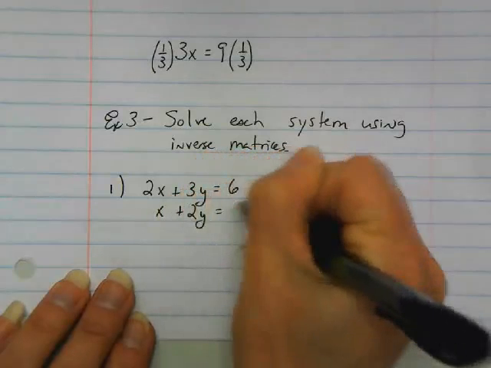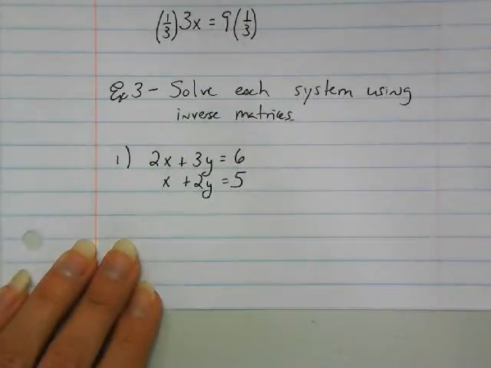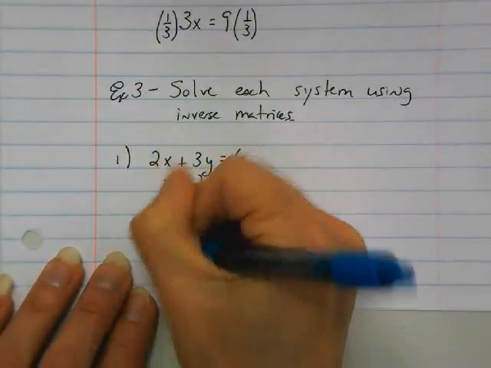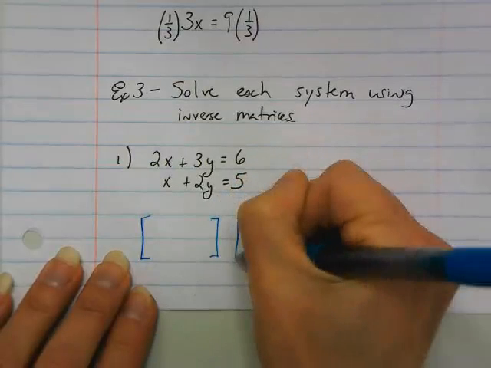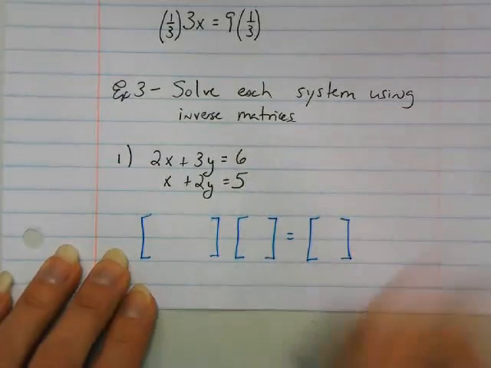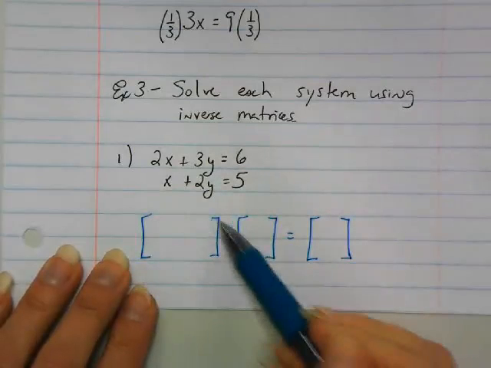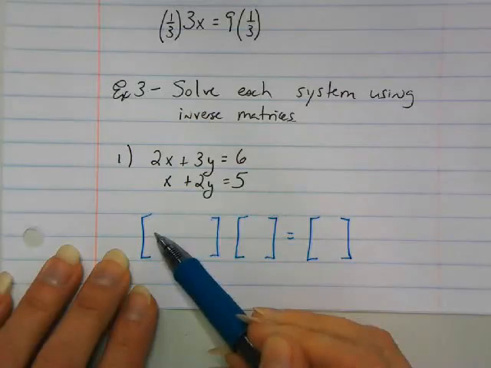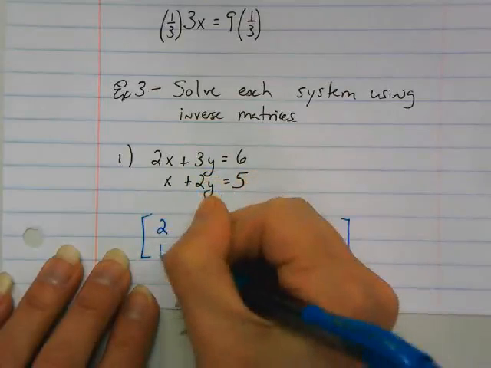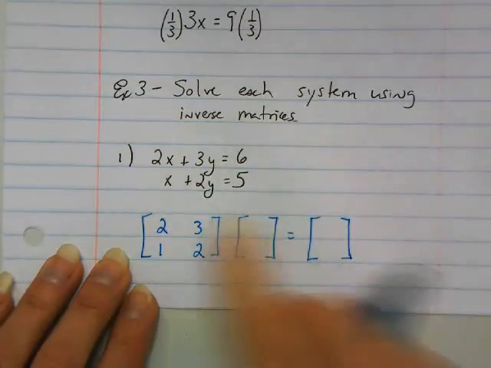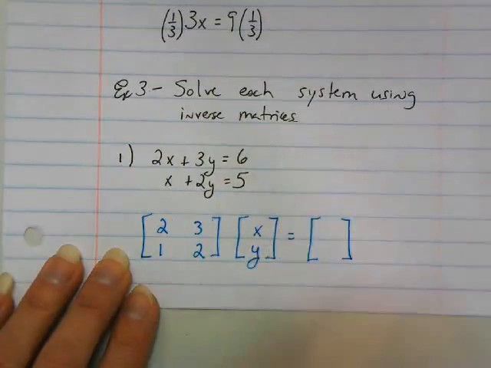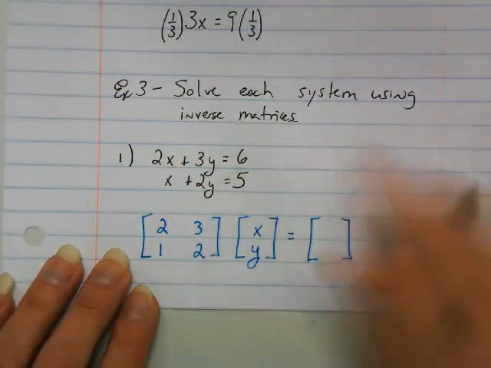So the first thing I want you to do is write this as a system of matrices. The first matrix is going to be just the coefficients. So the coefficients of my terms are 2, 3, 1, and 2. So what's missing? My x's and y's. So they become part of my second matrix. And then my last matrix, on the equal side, are the solutions.